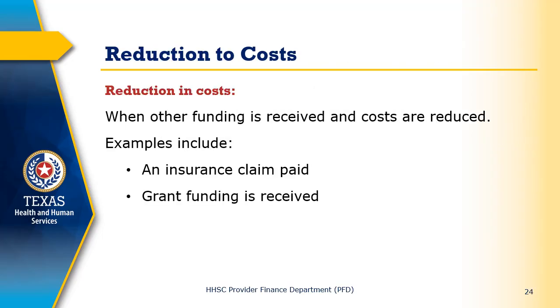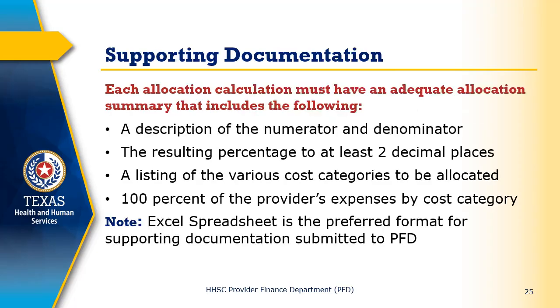Reductions to costs can occur when other funding sources contribute to allowable costs, including recovery of costs. For example, if an insurance claim were filed and the insurance company made a payment to the provider, the payment would be considered a recovery of costs and should be reported as a reduction to costs. Or a grant is received to cover specific allowable costs, resulting in a reduction of costs.